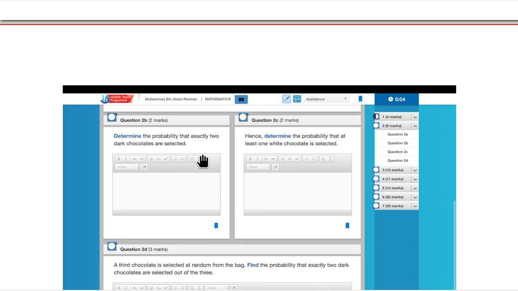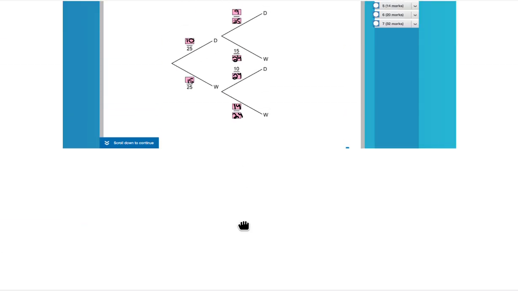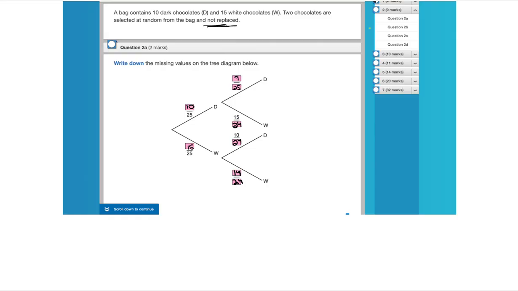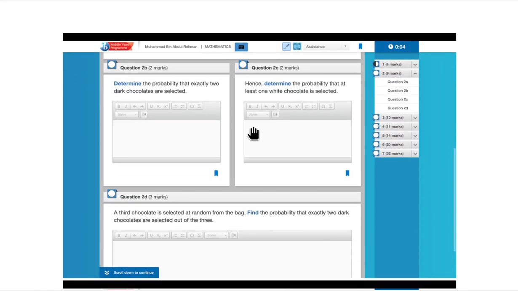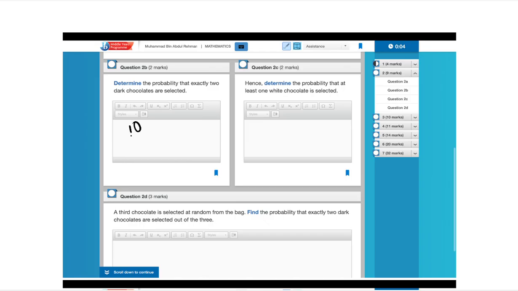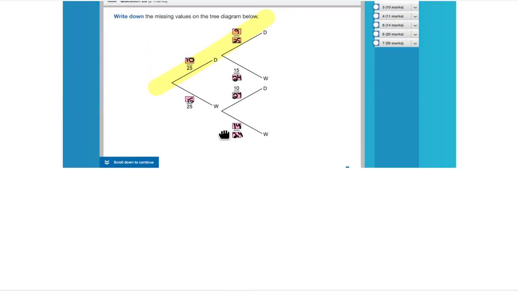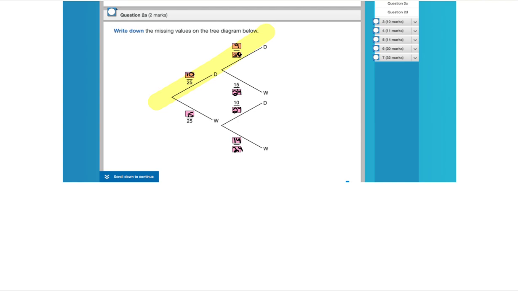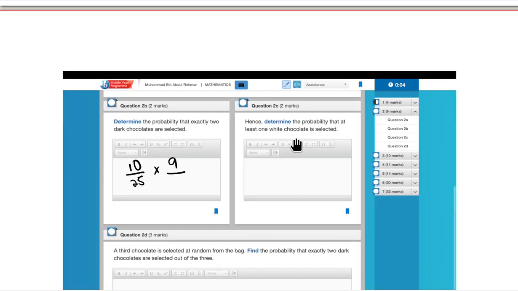It says determine the probability that exactly 2 dark chocolates are selected. Exactly 2 dark chocolates are selected. So 2 dark chocolates being selected means basically this tree diagram, right? 10 over 25 multiplied by 9 over 25. So if you were to solve it, 10 over 25 times 9 over, wait, we get 9 over 24 in fact, my bad. 9 over 24.